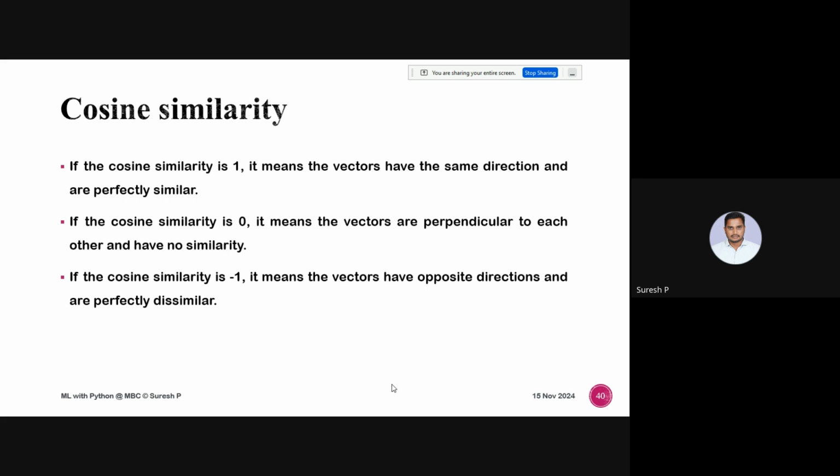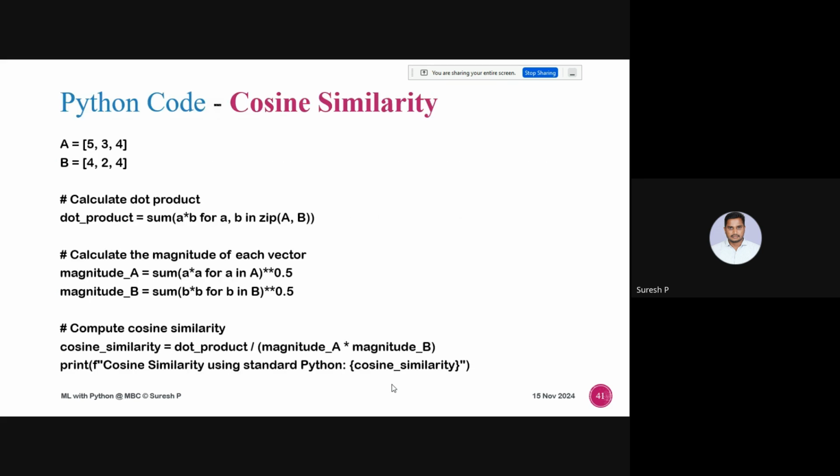So that value will represent the level of similarity. This is the Python code for calculating the cosine similarity. We have two lists, 534 and 424, and here we have the dot product of A and B. Then we have the magnitude value. The magnitude can be calculated by squaring all the values. Then after that we have to take the square root.